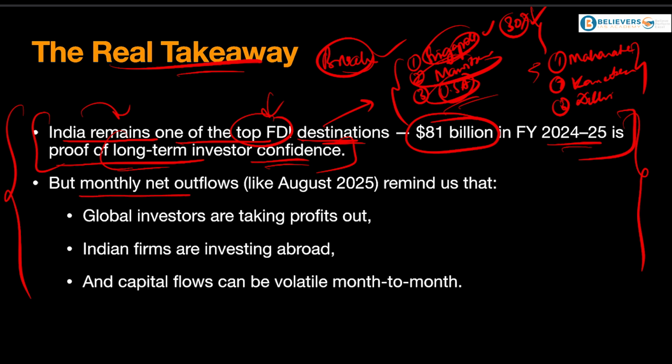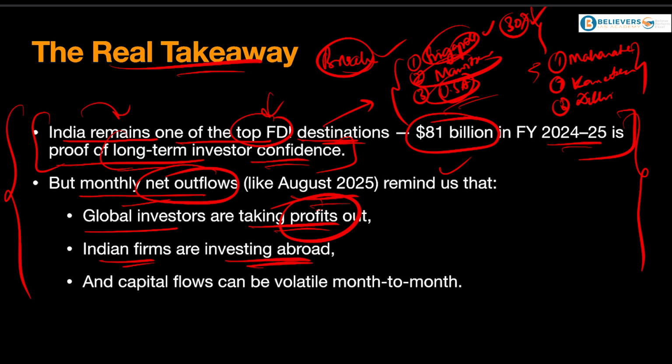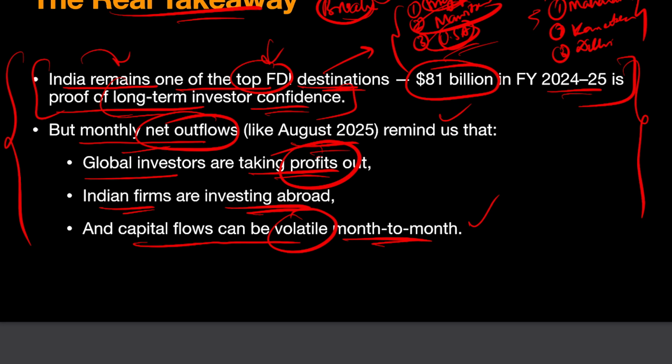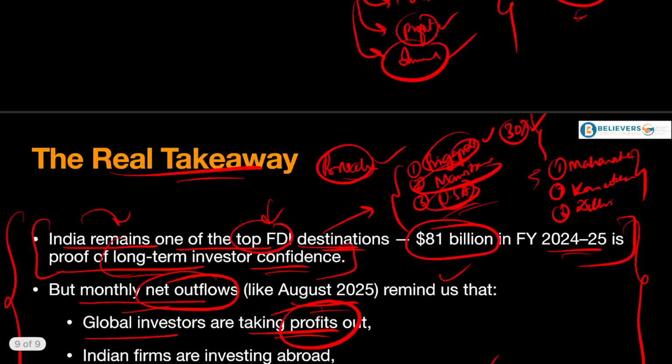It is also important to understand the monthly net outflows, like what we saw in August 2025. It reminds us that global investors are currently mostly profit oriented, and they are taking the profits out, and Indian firms are also investing abroad. Capital flows can be volatile month to month, depending on certain geopolitical aspects also, right? So that is another important takeaway from this particular video.